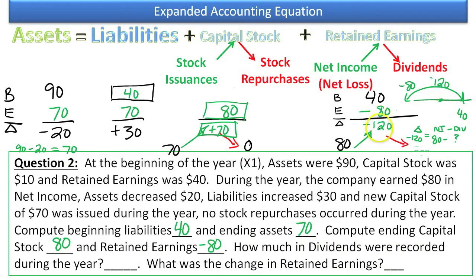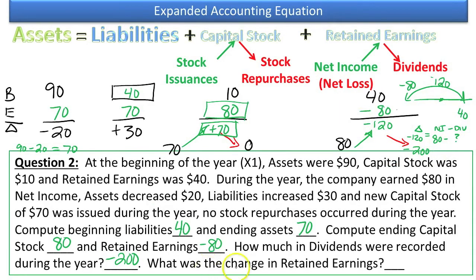Retained earnings went down by 120. If we add the net income minus whatever the dividends are, we will get to negative 120. This would have to be 200 in dividends. $200 in dividends were paid during the year. We report it as a positive number, but we deduct that positive number to get down to the change in retained earnings. What was the change in retained earnings? It went down 120.